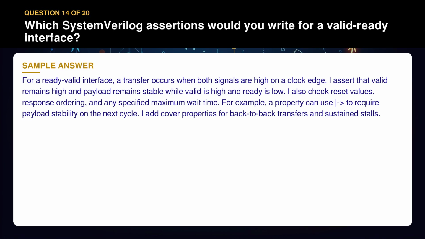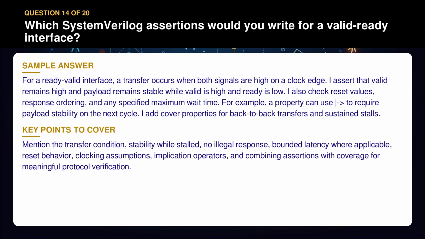For example, a property can be used to require payload stability on the next cycle. I add cover properties for back-to-back transfers and sustained stalls. Mention the transfer condition, stability while stalled, no illegal response, bounded latency where applicable, reset behavior, clocking assumptions, implication operators, and combining assertions with coverage for meaningful protocol verification.